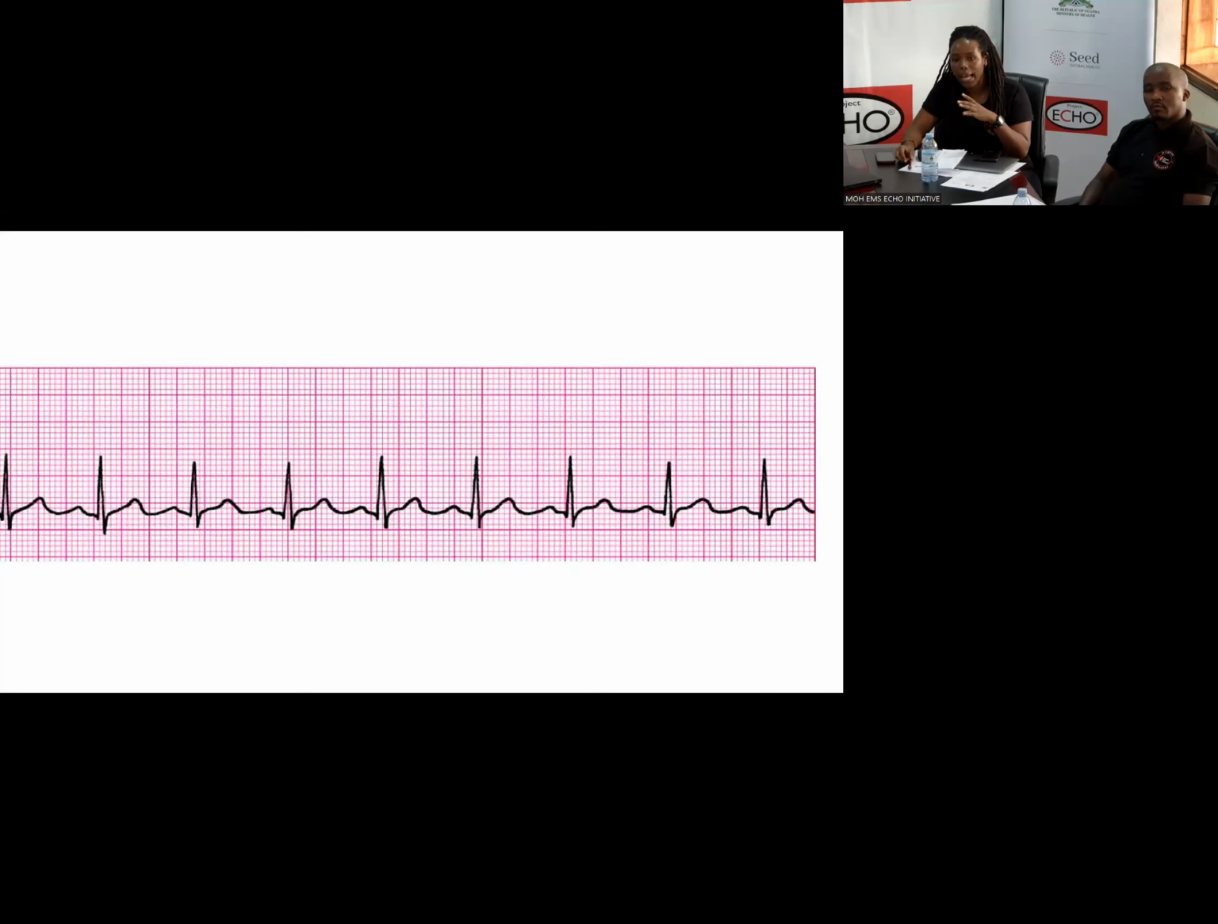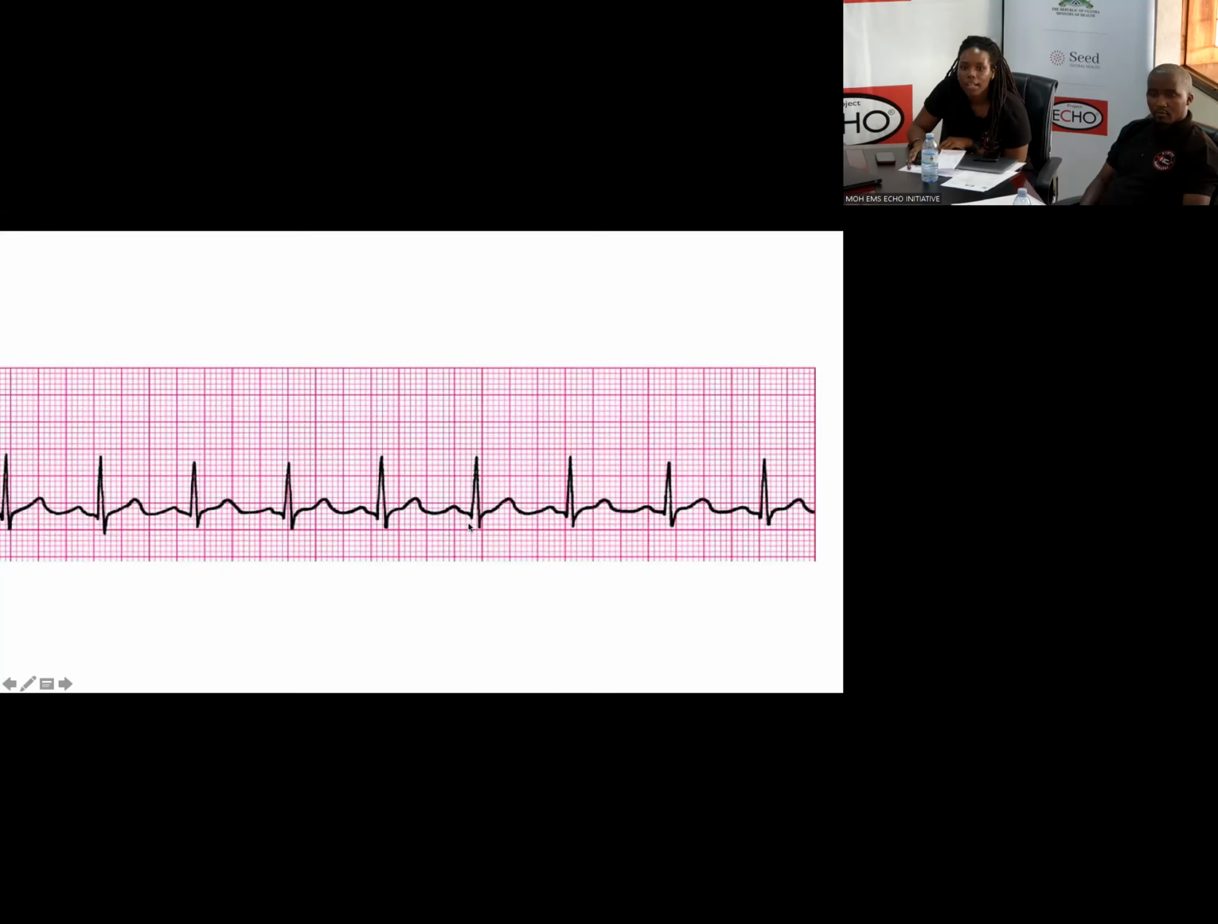When we're looking at the PR interval, we typically say that we want a PR interval that's no greater than 0.2 seconds. So a PR interval that's not greater than one large red box. That's what we call a normal PR interval. Sorry, the cursor is a bit finicky, but you want to come through.